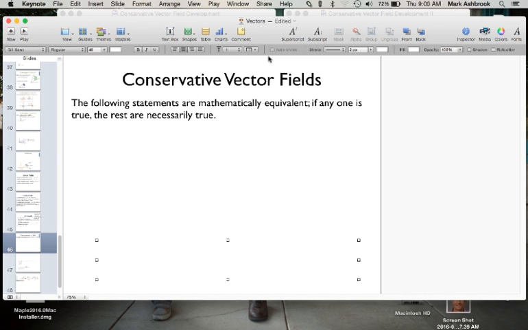Okay, so there's the function for the mountain. It's a multivariable real valued function, right? So it's a surface.